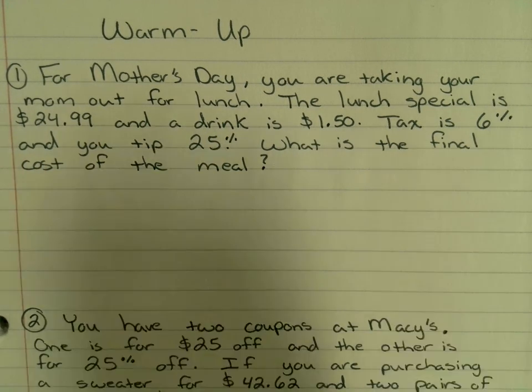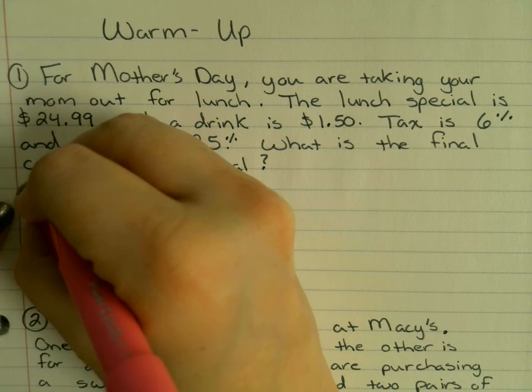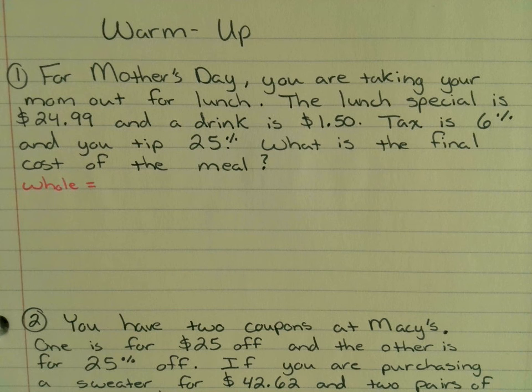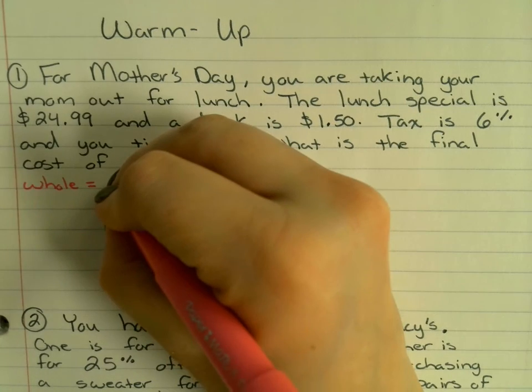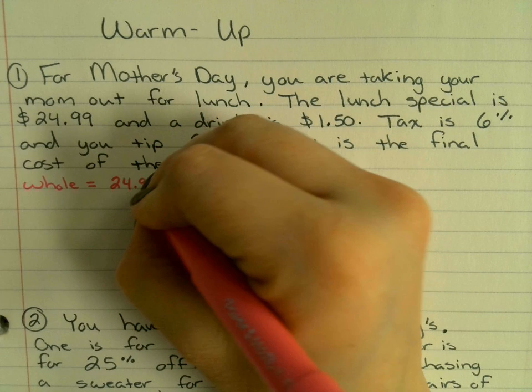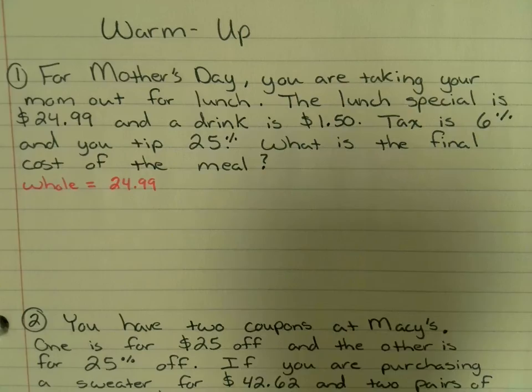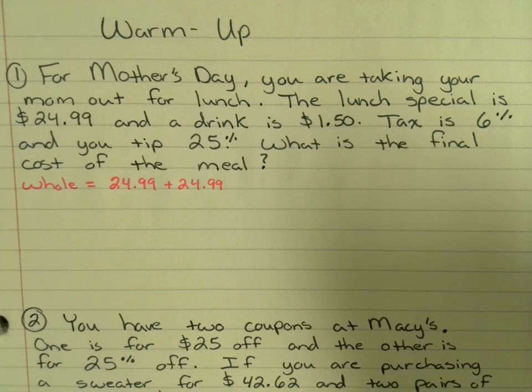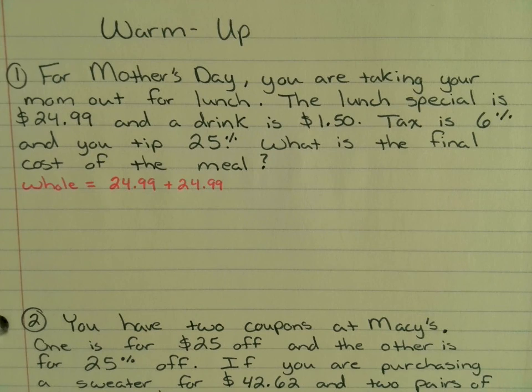So what you need to do is identify what the whole is, because like we've talked about before, in all of the problems that we've been working on, the part is what's missing. Okay, the X is the part. So we need to identify the whole first. So you're spending $24.99 for you, then you're spending $24.99 for your mom. Okay, that pays for the lunch.